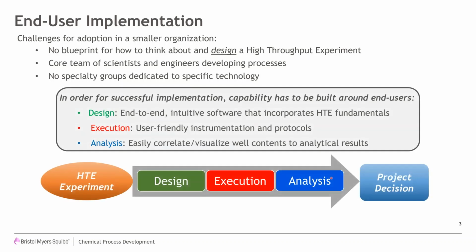So we realized in order for this capability to be implemented successfully, we had to think of the end user, so our chemists and engineers, when we were building this capability. So when you break down an HTE experiment, we think of kind of three main pillars. There's the design phase, the execution phase, and the analysis phase. And ultimately, you arrive at your project decision.